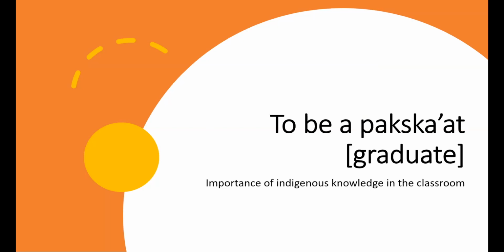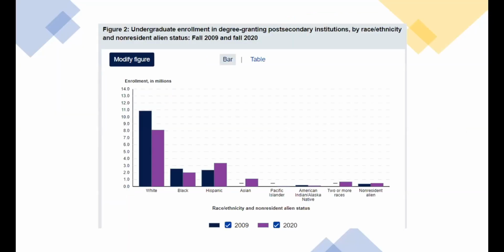And so with that, I really want to move into what it means to be a Pakskaet, or a graduate, in Pawnee. This draws in taking a step back and looking at the importance of Indigenous knowledge in the classroom. For that, I want to take a look at some statistics. Here I have a figure from one of the educational.gov websites. This is undergraduate enrollment in degree-granting post-secondary institutions by race and ethnicity and non-resident alien status. In dark blue, we have fall of 2009, and in purple, we have fall of 2020. This is enrollment in millions.